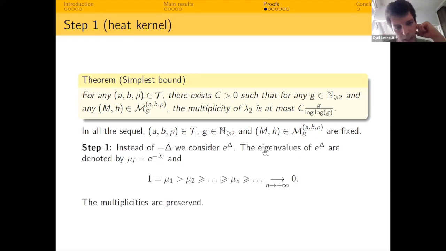First idea: since in the graph setting they are working with walks on the graph, it's natural to consider, instead of just minus Delta, the heat kernel at time 1, in fact, e to the Delta. The eigenvalues of e to the Delta are denoted by mu i, which is equal to e to the minus lambda i. And so mu 1 is 1 because lambda 1 is 0, then mu 2, etc., tending to 0. So for the rest of the talk, we forget about the lambda i's. We are just dealing with the mu i's. And of course, the multiplicities are preserved, which is good for our problem.